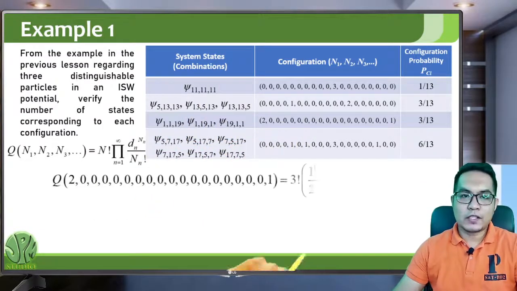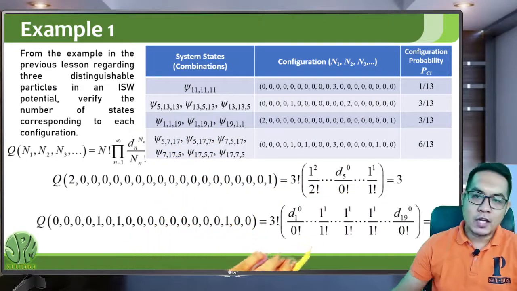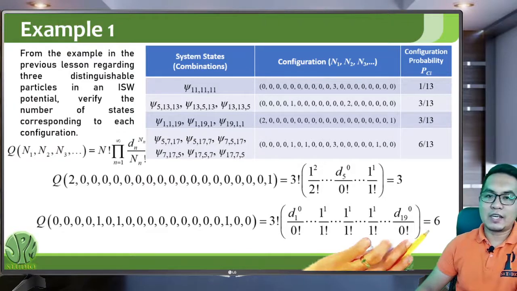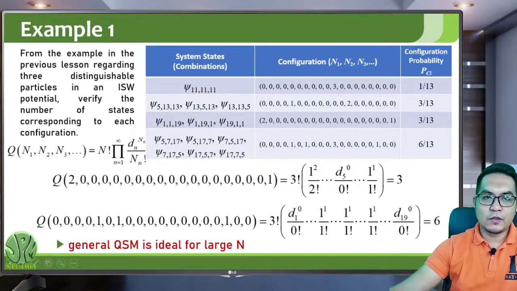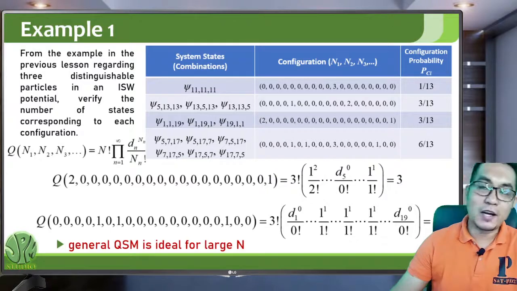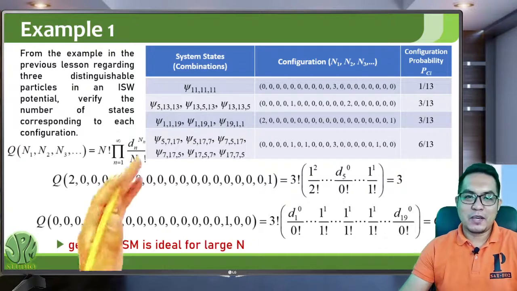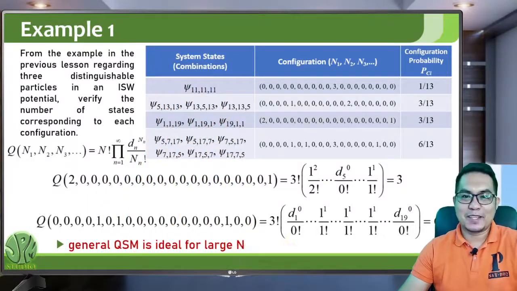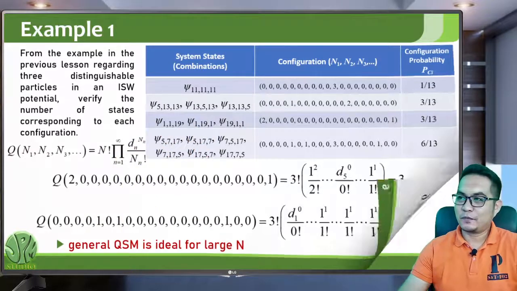You can also do the same for the third configuration. You will get 3. And for the last configuration, you will get 6. Okay. So general quantum statistical mechanics is actually very ideal for a large number of values, large n. It's actually impractical if you apply it to a system like this, but we just do this for verification.